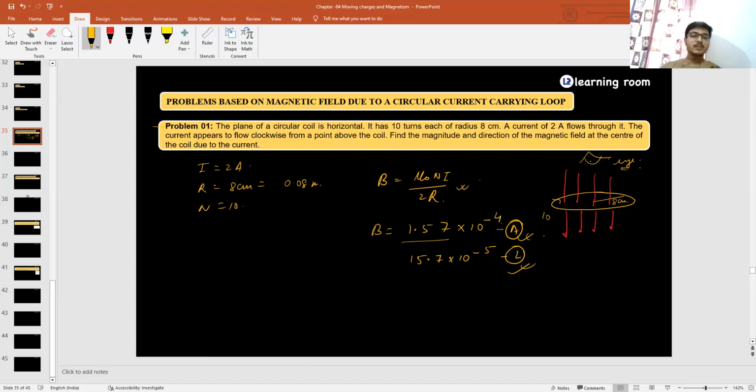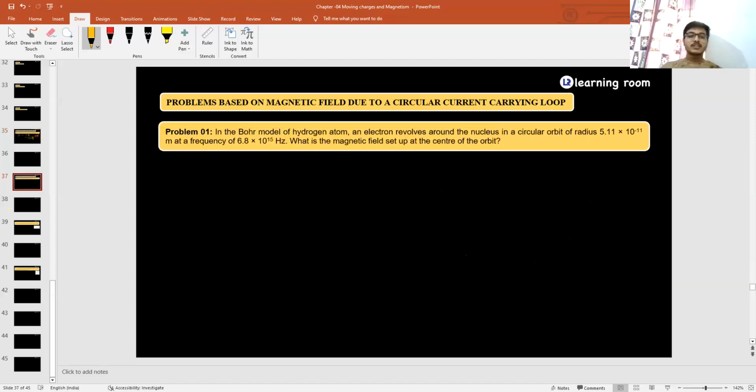Okay, so now we'll be moving on to the next question. It says that in a Bohr model of hydrogen atom, an electron revolves around the nucleus in a circular orbit of given radius at a given frequency. What is the magnetic field set up at the center of the orbit? One formula in this question is related with your current. If you get that, you can solve this question. Try to think that.